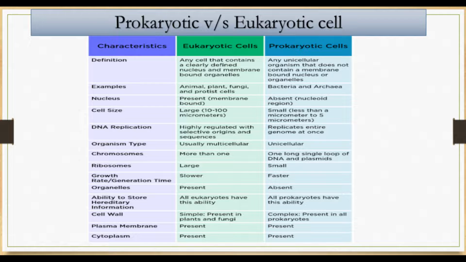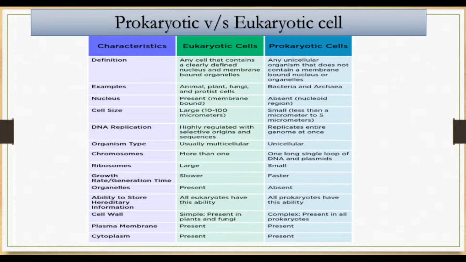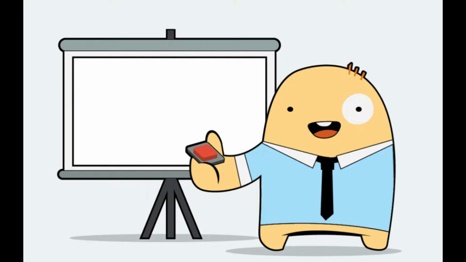In case of cell wall, it is very simple in eukaryotes and found only in plants and fungi, but not in animal cells. So that is a differentiation between a plant cell and an animal cell: the cell wall is found in plants while absent in animal cells. In case of prokaryotes, the cell wall is complex and present in all prokaryotes. Plasma membrane is present in both conditions. Cytoplasm is present in both conditions. You can take a simple screenshot so you can study it for future reference.